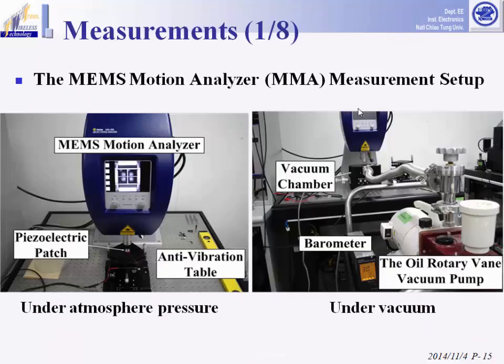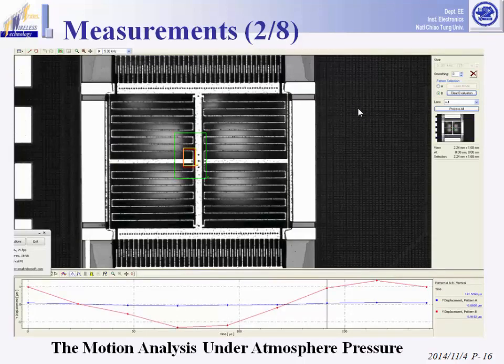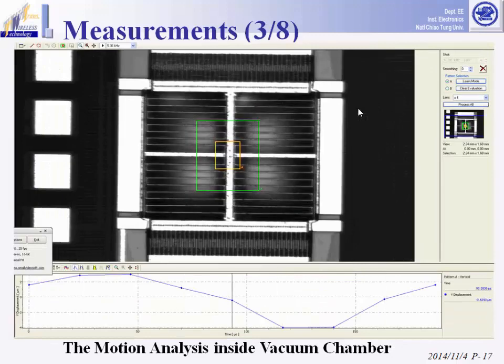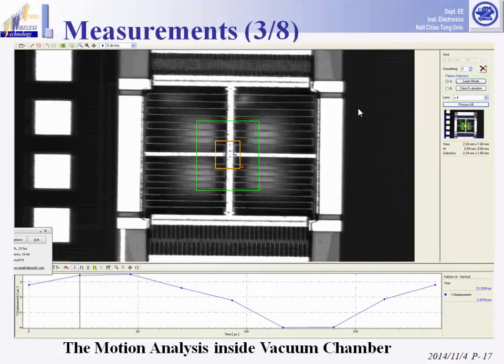And here are the MEMS motion analyzer measurements set up under atmosphere pressure and vacuum respectively. We put a die on the piezoelectric patch, then use a microscope to analyze the motion and frequency response of the resonator. And this video shows the motion analysis of the test key under atmosphere pressure. And this video shows the obvious motion inside the vacuum chamber.